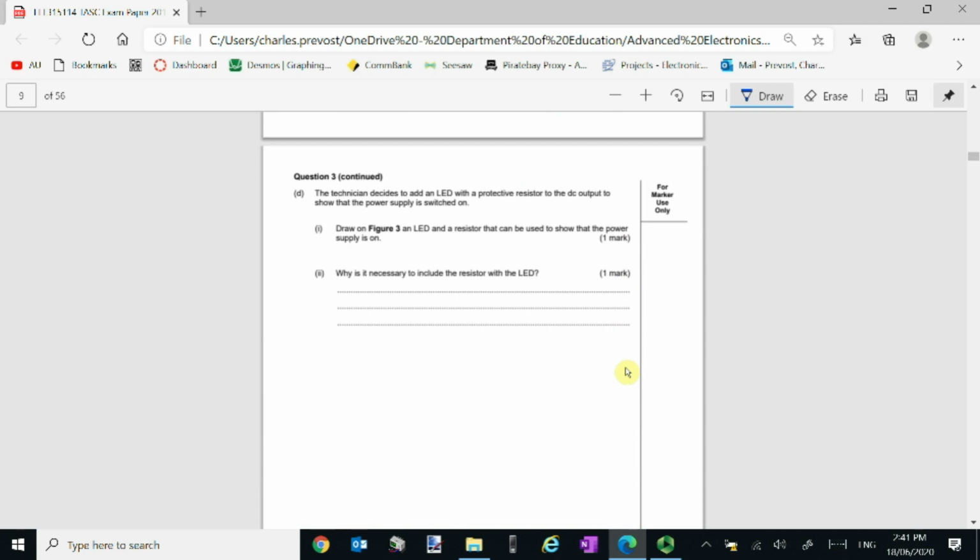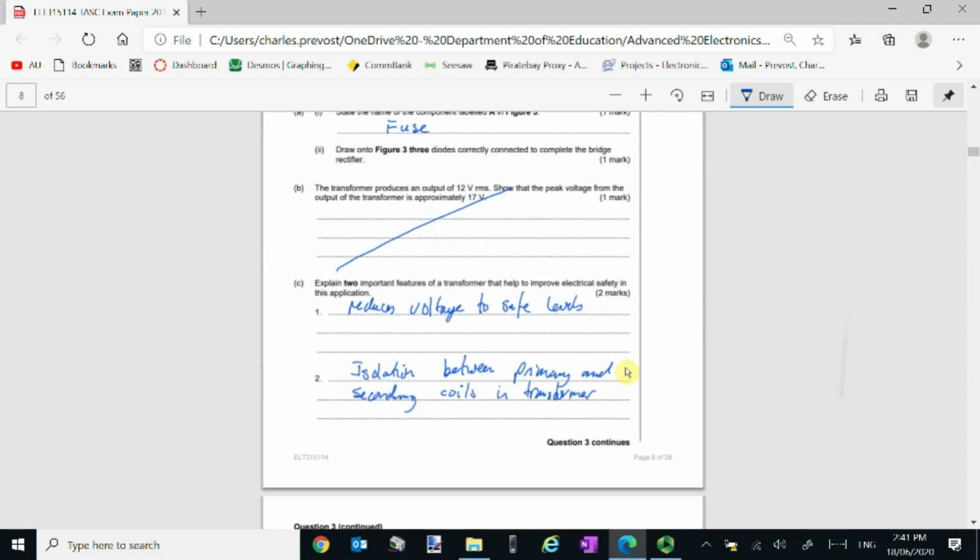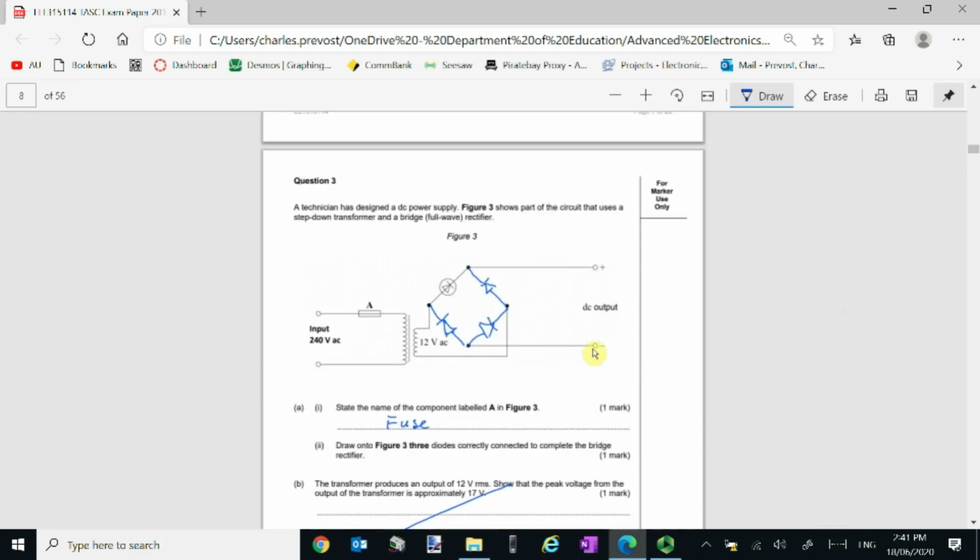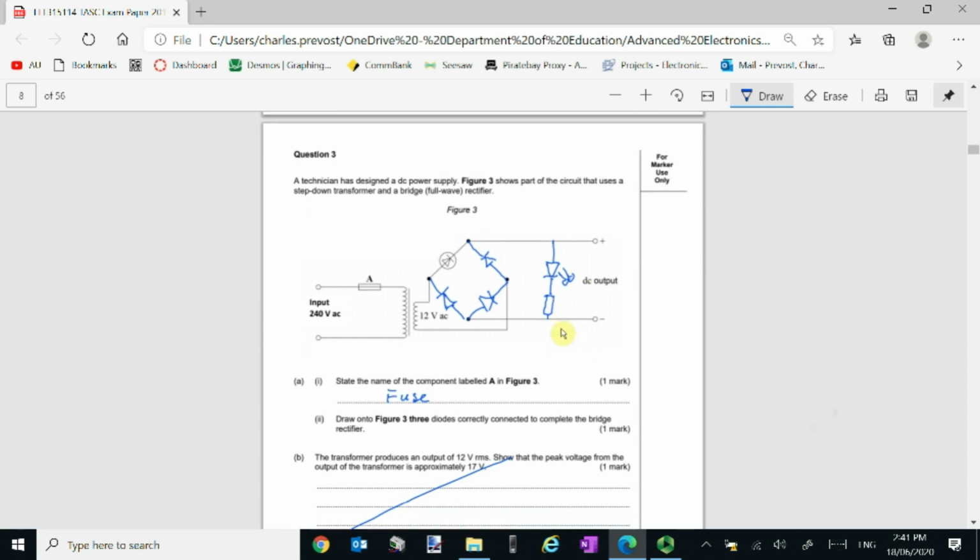Okay, part D. Long question, this one. A technician decides to add an LED with a protective resistor to the DC output to show the power supply is on. So draw on the diagram the LED and a resistor to show the power supply is on. Okay, so here's our DC output on this side. So this is the positive. Now it doesn't matter which order you put the LED and resistor in. You can have the resistor, then the LED. There's my LED there, and my protective resistor.